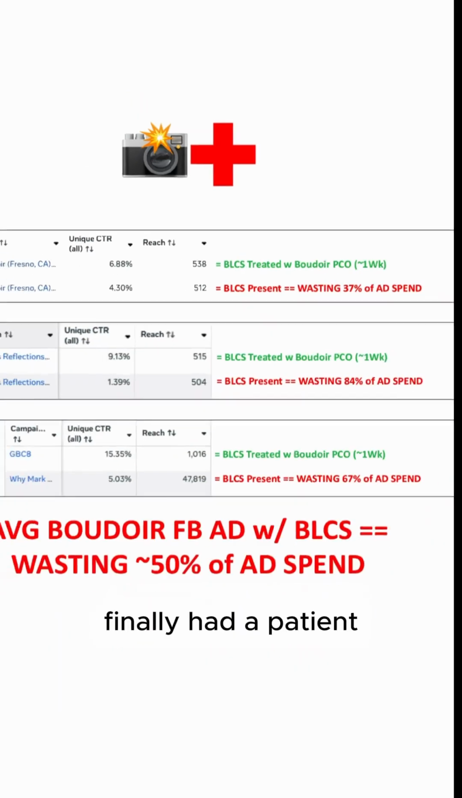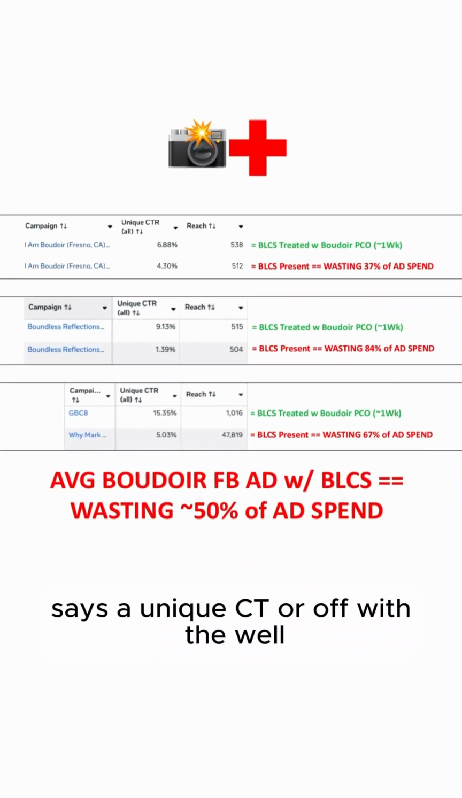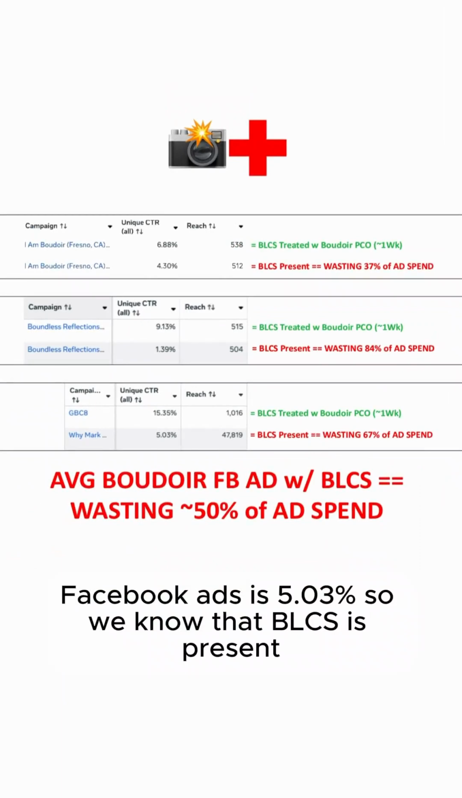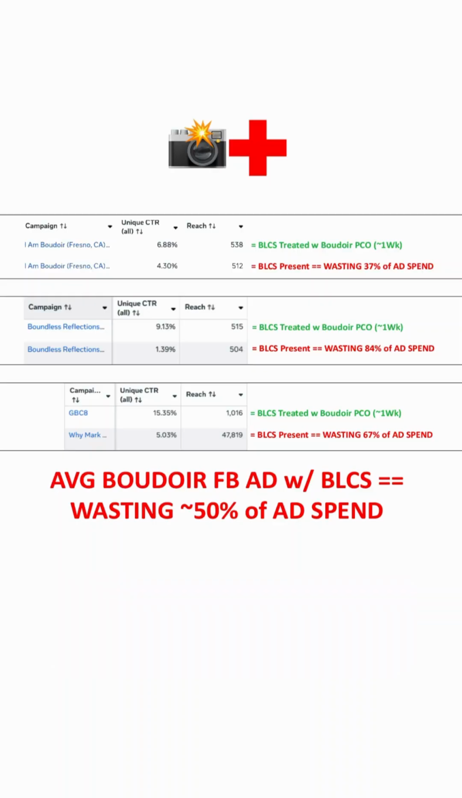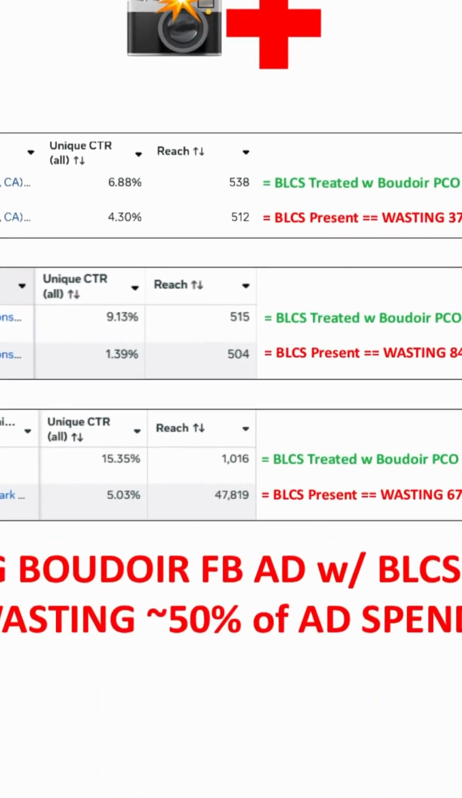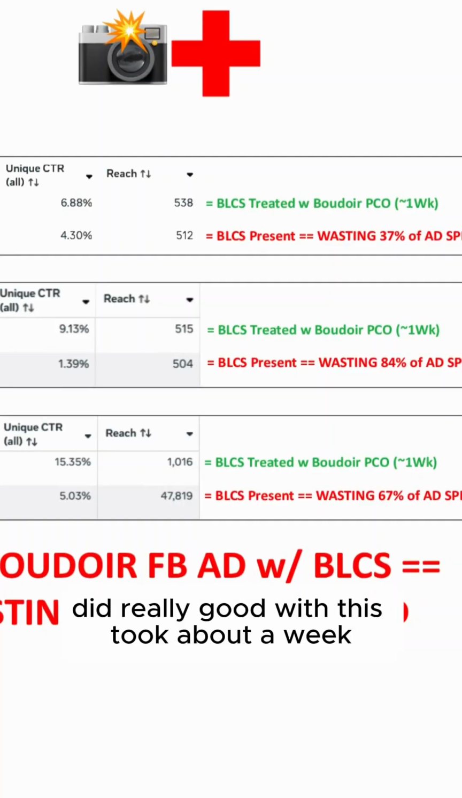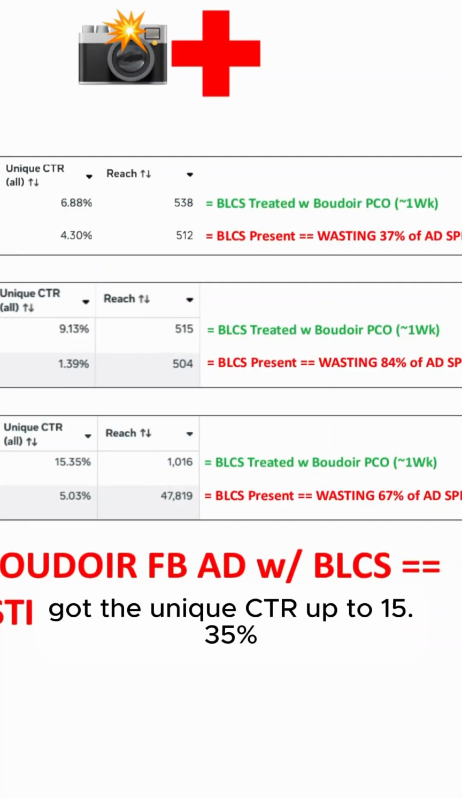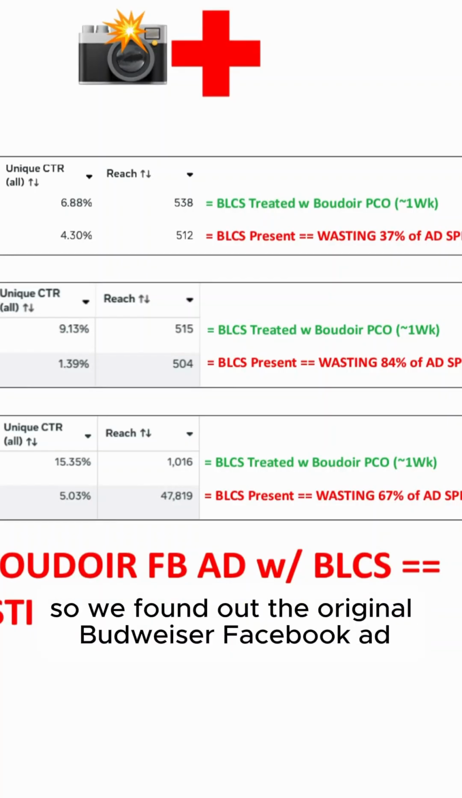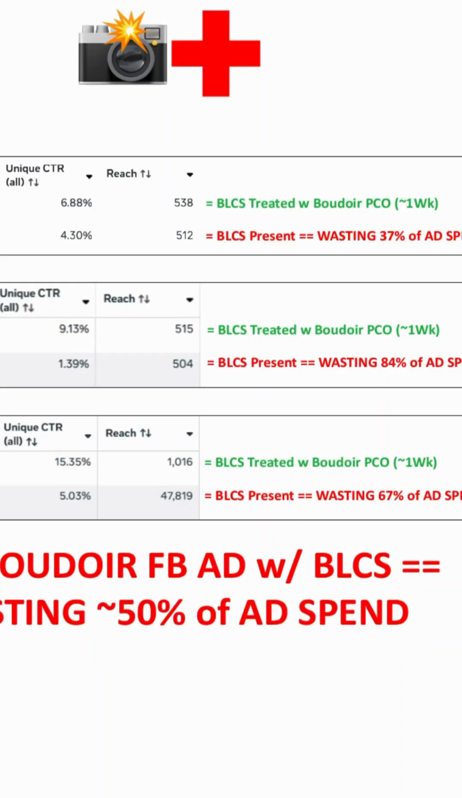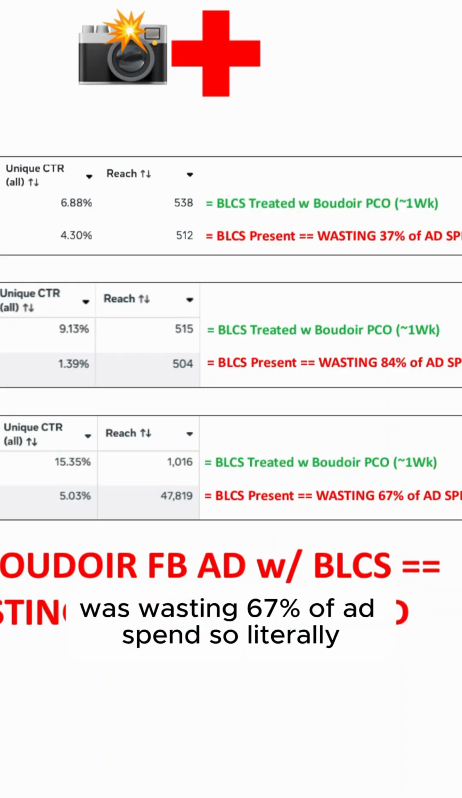Finally, we had a patient whose unique CTR on his Boudoir Facebook ads is 5.03%. So we know that BLCS is present. When unique CTR is under 6%, that's Boudoir low click syndrome. So we treated this one with Boudoir Pico as well. Did really good with this. Took about a week. Got the unique CTR up to 15.35%. So we found out the original Boudoir Facebook ad was wasting 67% of ad spend.